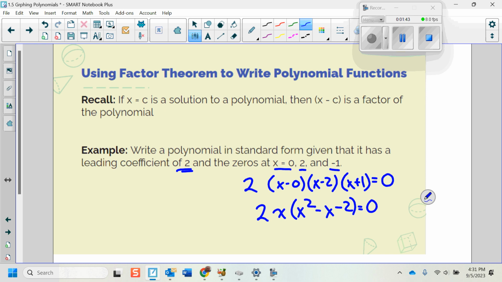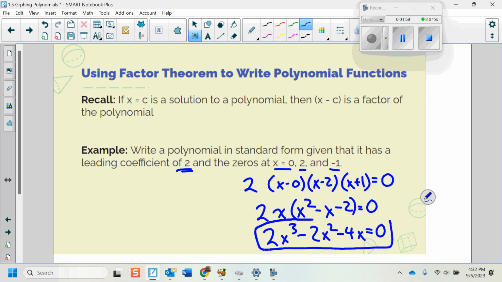The next part, now let's go ahead and distribute that to get it truly in standard form. And I get 2x to the third minus 2x squared minus 4x equals 0. And right there is a polynomial in standard form that has a lead coefficient of 2 and has zeros at x equals 0, x equals 2, and x equals negative 1. So that helps us find something that has simple roots.